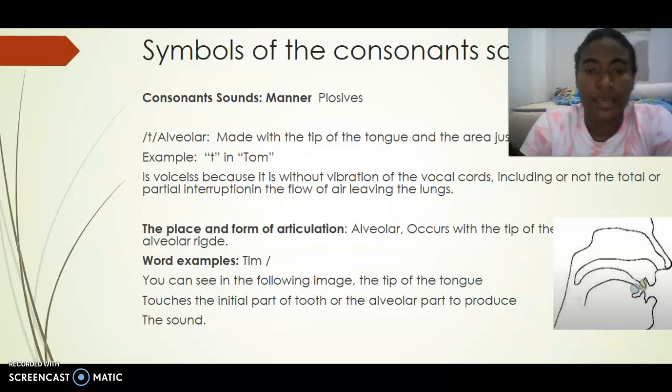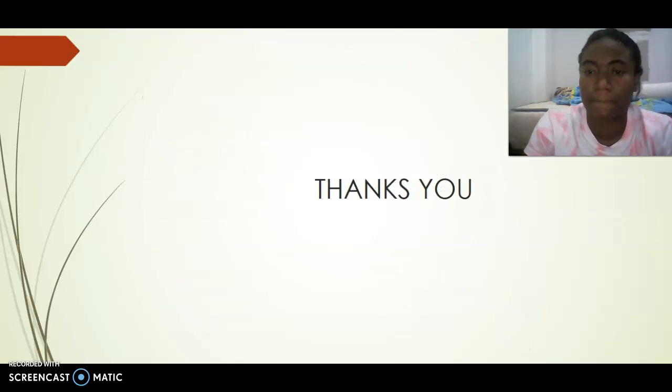The place of articulation, alveolar, occurs when the tip of the tongue rises to the alveolar ridge. For example, ting. You can see in the following image the tip of the tongue touching the alveolar part that produces the sound. Ting. Thank you.